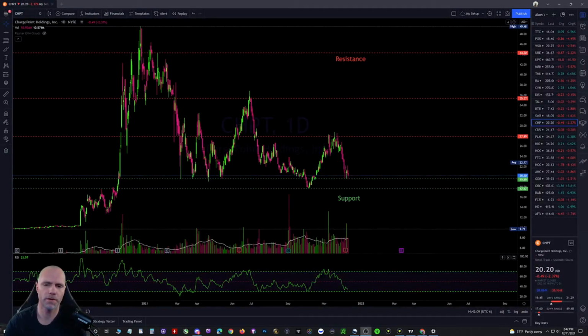And that's how you find support and resistance lines in a nutshell. The best way to get better at this is by opening up TradingView and going to your own charts and just playing around and drawing lines and practicing. The more chart time you get, the better you're going to get.